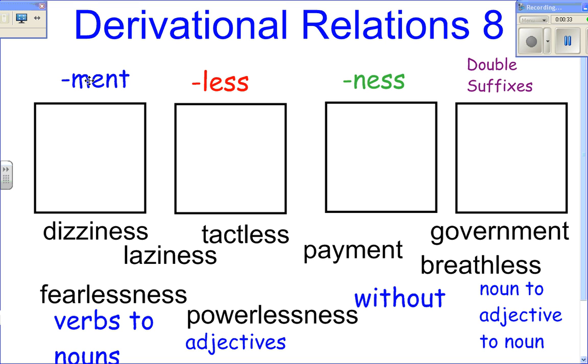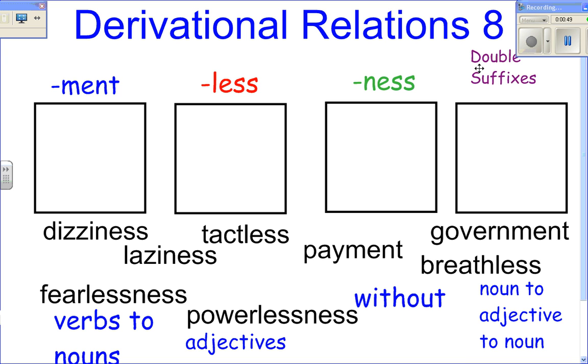These words are pretty easy to sort, because you're just looking at the last 4 letters. Are the last 4 letters MENT, LESS, NESS, or does it have 2 of these suffixes added to the endings? So what we're going to try to figure out today together is, what do these suffixes mean, or how do they change the words that they're being added to?